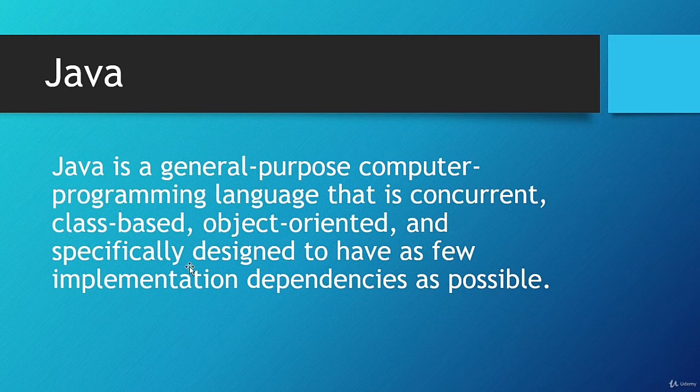Java is a general purpose computer programming language that is concurrent, class-based, object-oriented, and specifically designed to have as few implementation dependencies as possible. Java is a general purpose programming language, meaning we can use Java in every field of computer science. Also it is concurrent. We will discuss concurrency in our course. It is also object-oriented programming, so we will also discuss OOP in this course. Java is one of the most popular programming languages nowadays, used in big companies like Google, Facebook, Amazon.